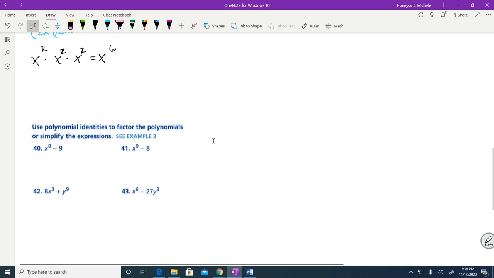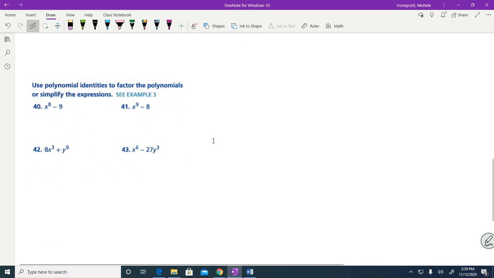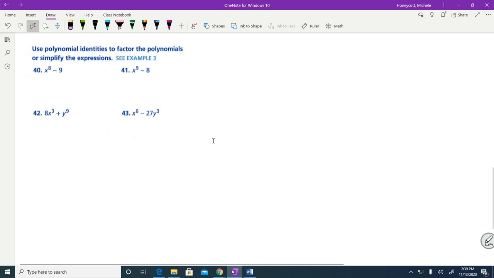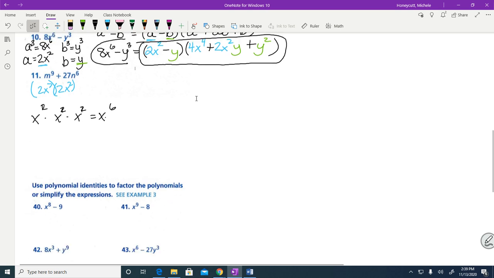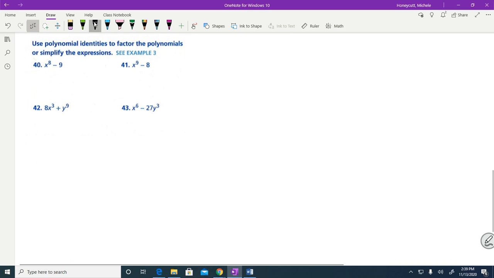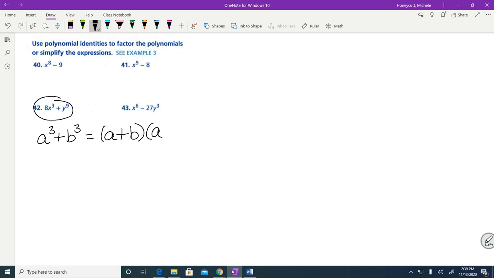Let's see, then I think we have a couple more examples here. Let's do, or did we just do a minus? Okay, let's do a plus. Let's do 42. I'm going to copy down my sum of cubes rule. I don't need parentheses again. A cubed plus b cubed factors into a plus b times a squared minus ab plus b squared.